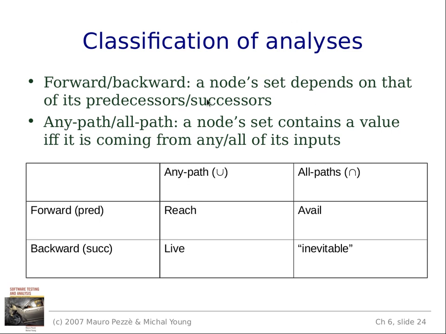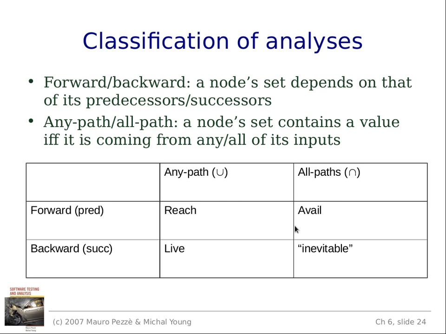So forward or backward, it's a node set that depends on its predecessors, aka before it, for forward, or its successors for backward. And then any path or all paths: a node set contains a value if and only if it's coming from any or all of its inputs. What am I telling you here? Forward, aka predecessor: does something reach it on any path, that's a union. So if any path can go to it from before it, from a predecessor, then that's part of your reach.